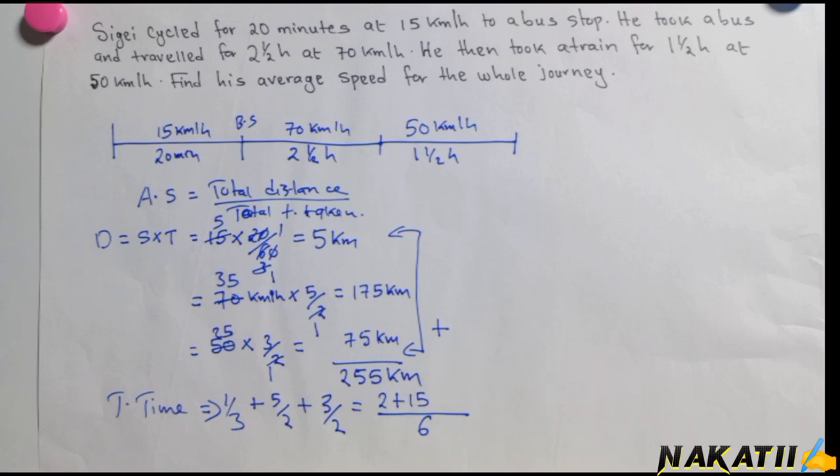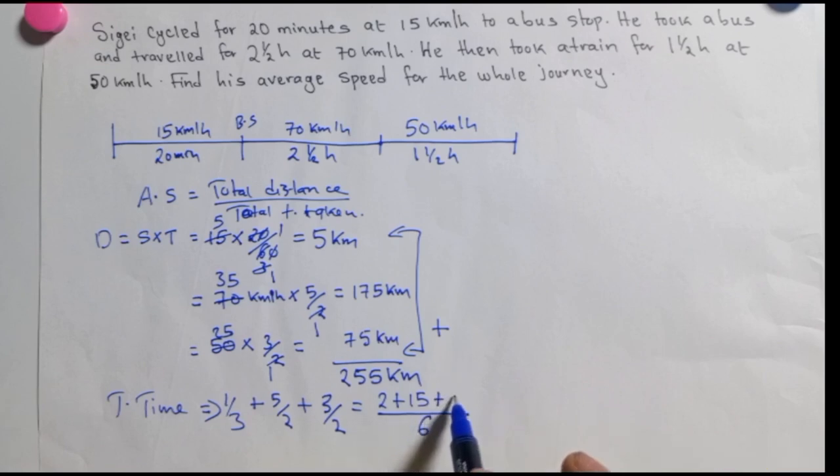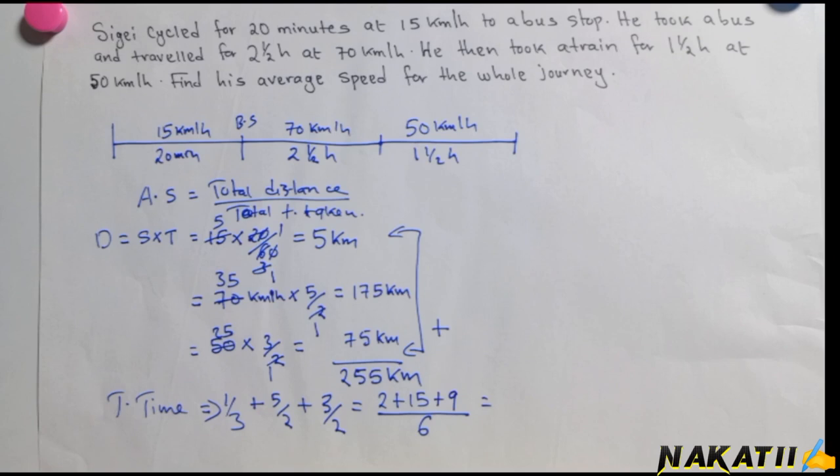And therefore, next we have 2 goes into 6, 3. 3 times 3 is plus 9. If you simplify this one, 2 plus 15 is 17. 17 plus 9 is 26 divided by 6. If you simplify by 2, you get 13 over 3. That is the total time taken.